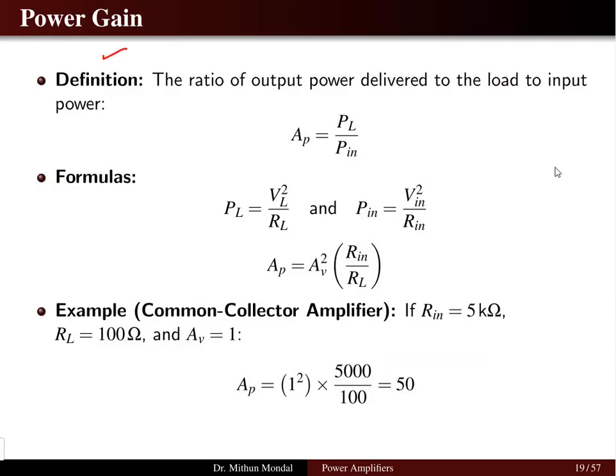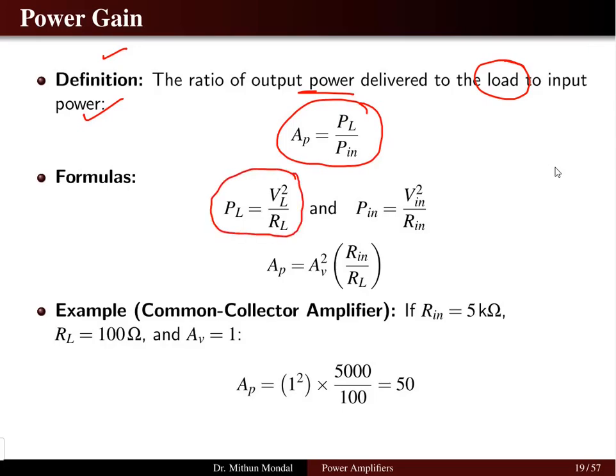What is power gain? Power gain is basically the ratio of the output power delivered to the load to the input power. So the output power divided by the input power is the power gain. The load power can be evaluated using the expression load voltage squared by the load resistance, whereas the input power is V input squared by R input. Substituting in the main power expression, we get the power gain in terms of the voltage gain AV squared multiplied by the ratio of the input resistance to the load resistance.